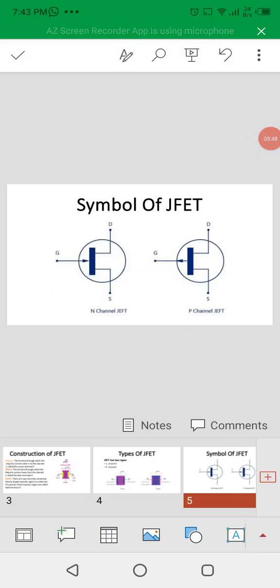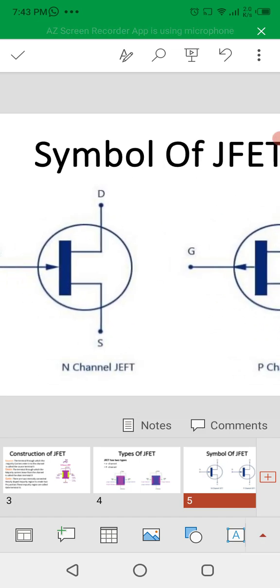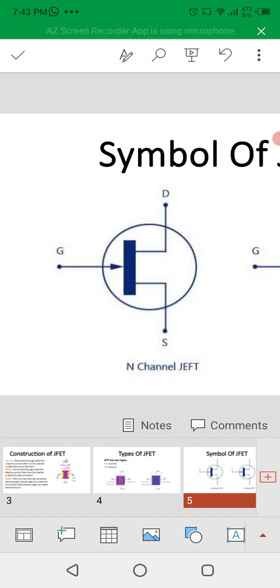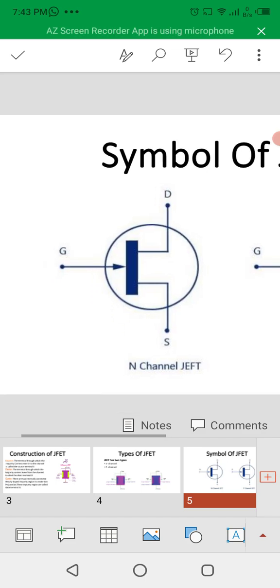Then we can see the symbol of JFET. In this symbol, the lower end is the source S, the upper end is the drain D, and inside is the gate G.